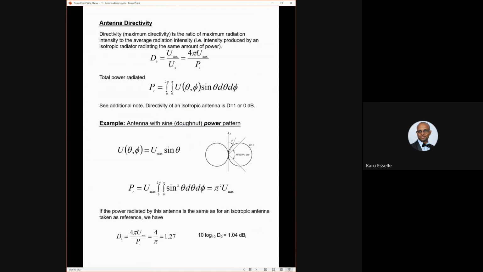Now we get to numbers, to assess qualitatively. How do you measure the directivity of an antenna?